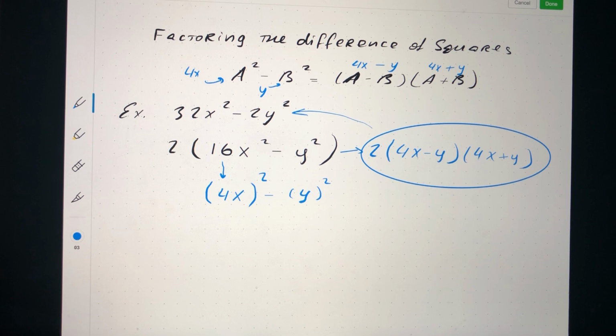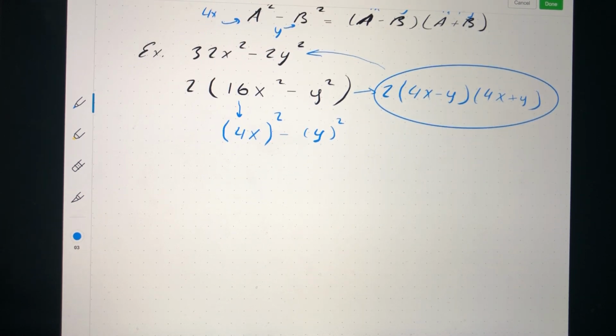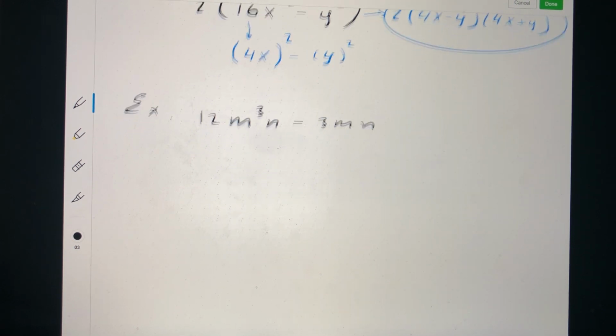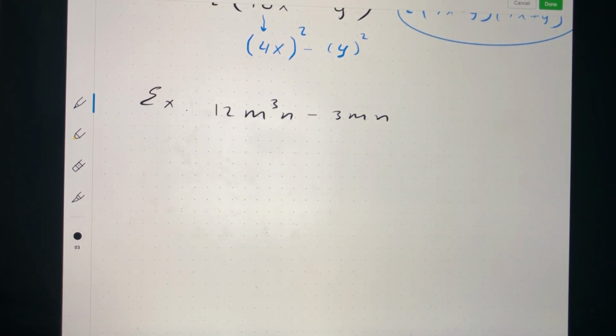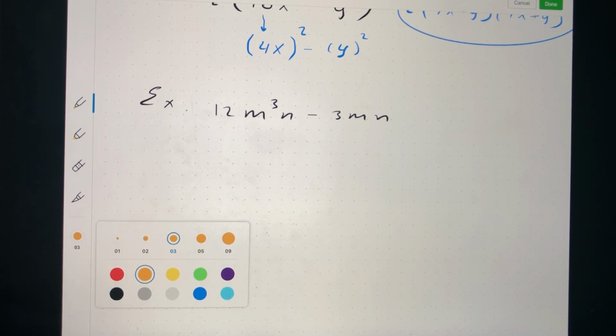Now let's look at a different factoring example. So here, let's factor 12m cubed n minus 3mn. Is there anything in common? Well, we can actually break it up and see.